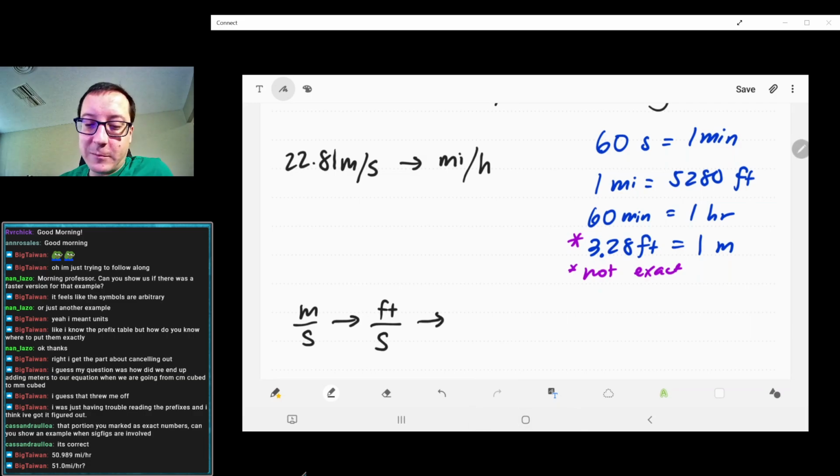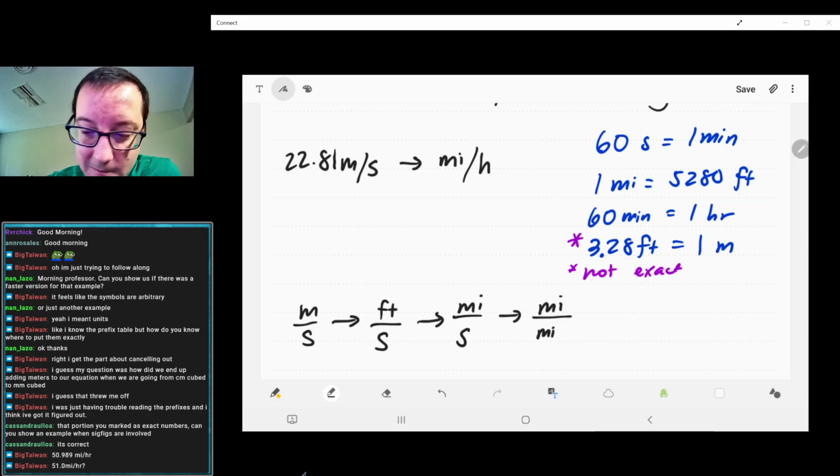So now we're in feet per second. Okay, let's look at our conversion factors again. There is something else we can do with feet. We can convert it into miles, leaving our second units alone. Now we've finished the numerator. Now we have to start working on the denominator part. We have to get rid of seconds. Doing that, we can go from miles per minute, and then finally to miles per hour.